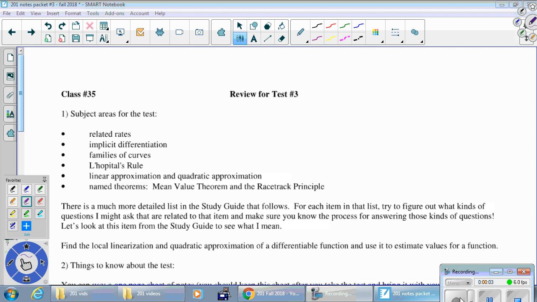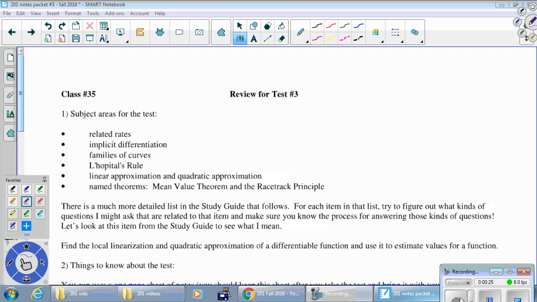Lesson 35 demo. Today is our review day for test number 3. Subject areas for the test generally are related rates, implicit differentiation, families of curves, L'Hopital's rule, linear and quadratic approximation, as well as the two named theorems, the mean value theorem and the racetrack principle. There's a much more detailed list in the study guide that follows on the page or two after this one.